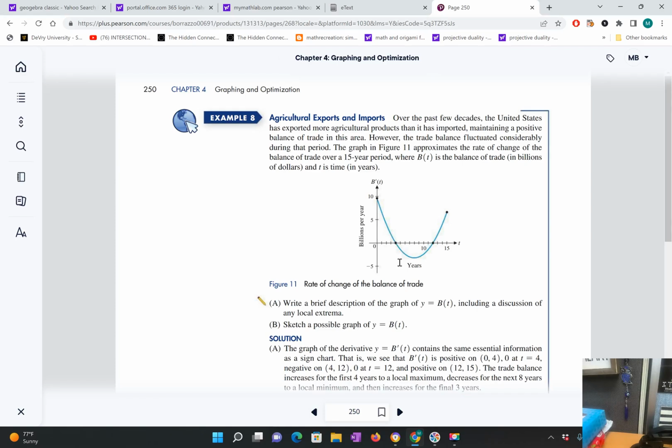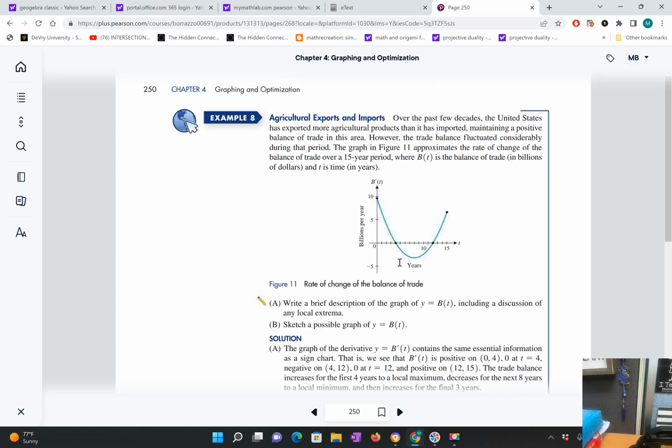Part B is to sketch a possible graph. Using the information that's given to us, we cannot produce an accurate graph. However, we can sketch a possible graph, which we can illustrate by taking the derivative.